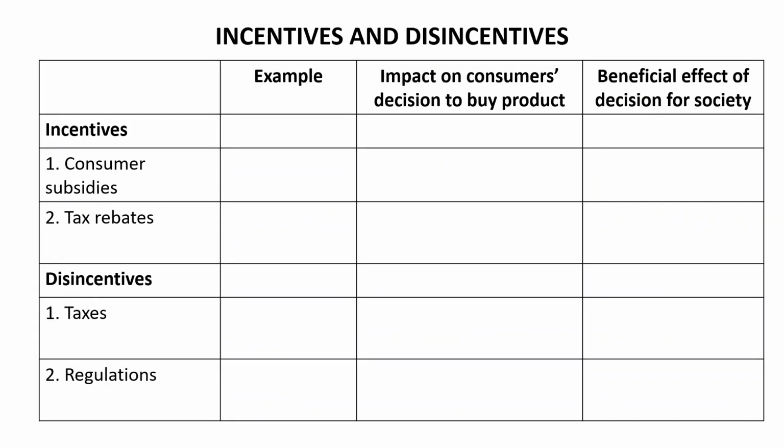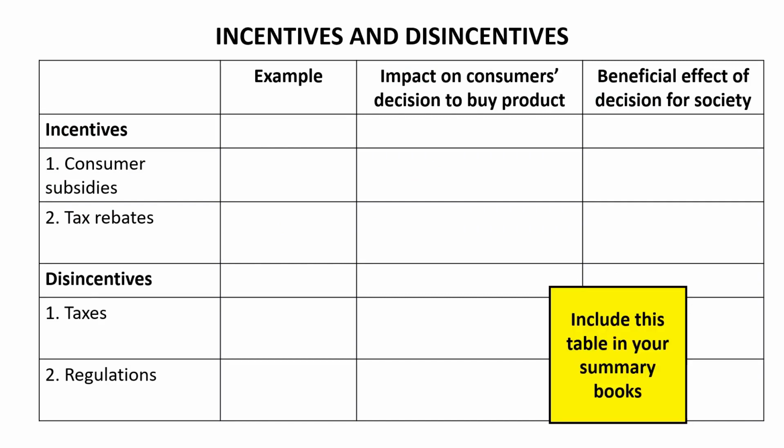What I would like you to do now is to draw up this table in your summary books. To complete this table, you need to describe one example for each of the two different types of incentives, that is, consumer subsidies and tax rebates, and for each of the two different types of disincentives, that is, taxes and regulations. You then need to describe the impact of that incentive or disincentive on the decision of consumers to buy a particular product, and then describe the beneficial effect of this decision for society in the final column.